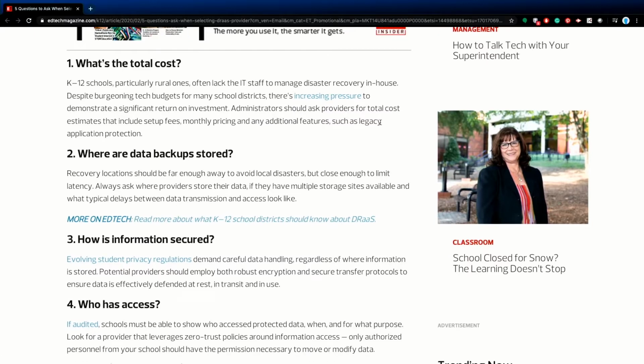So real quickly, what is the total cost? Again, schools, big budget consciousness, right? We can't afford a $20 million solution. As much as we'd like to have an ideal disaster recovery solution in place, on-prem, off-prem, all the different forms of backup, we just don't have that option. So cost of ownership of the service is definitely the first question you have to ask yourself, I think.